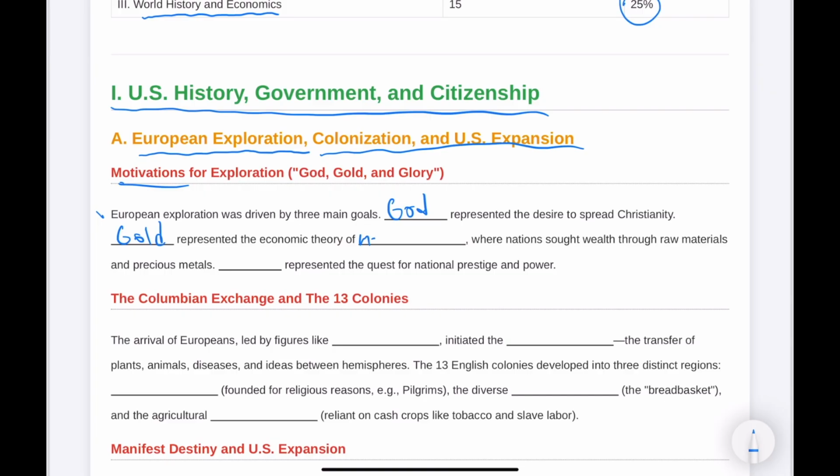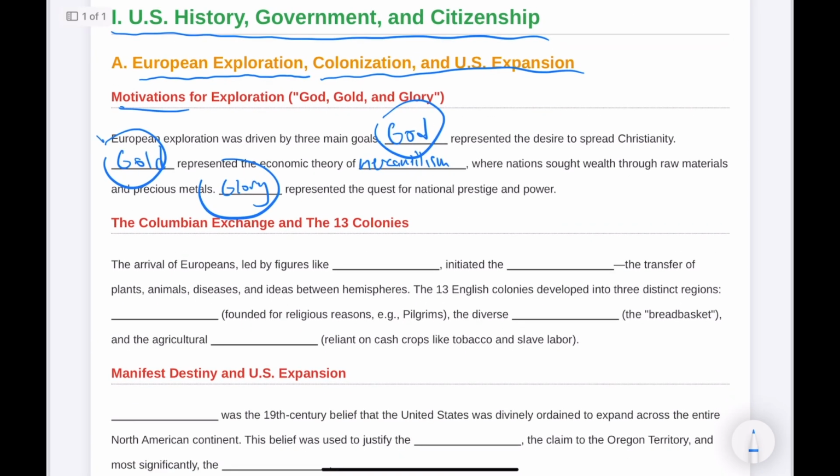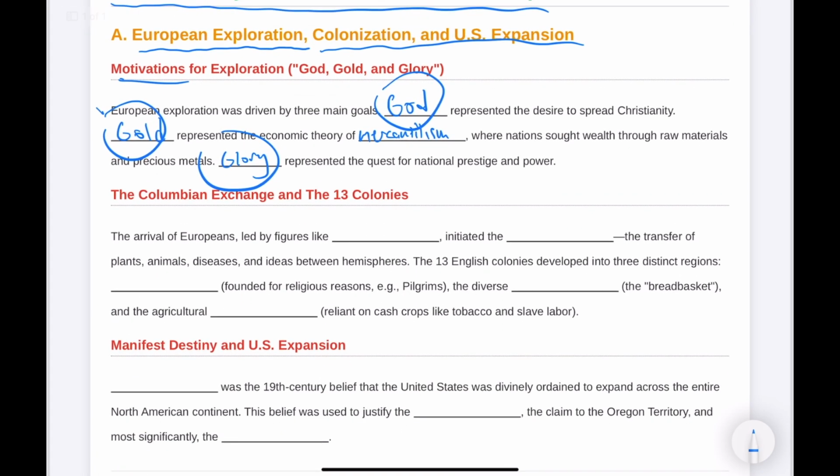So let's go here, mercantilism. And this is where nations sought wealth through raw materials and precious gold. And then the third motivation was glory. So on test day, if you receive a question about the motivations of the European explorers, remember God, gold, and glory. All right, so let's go on to the Columbian Exchange and the 13 colonies.